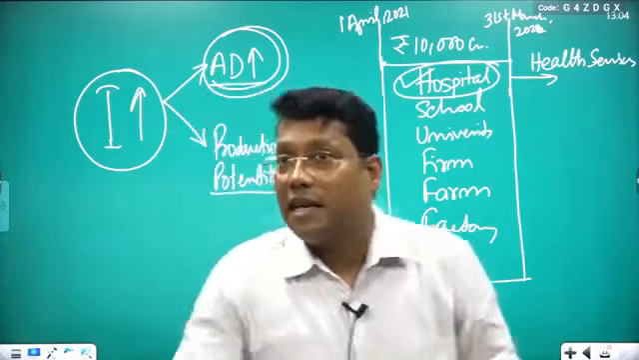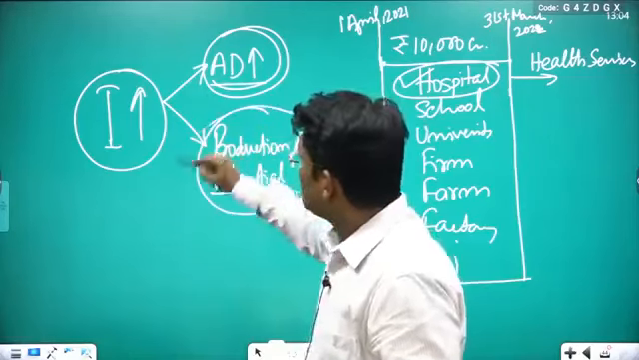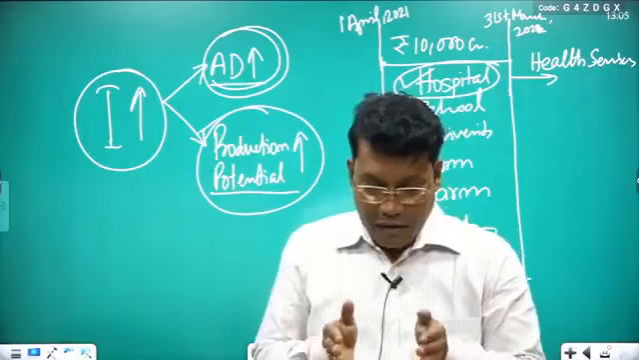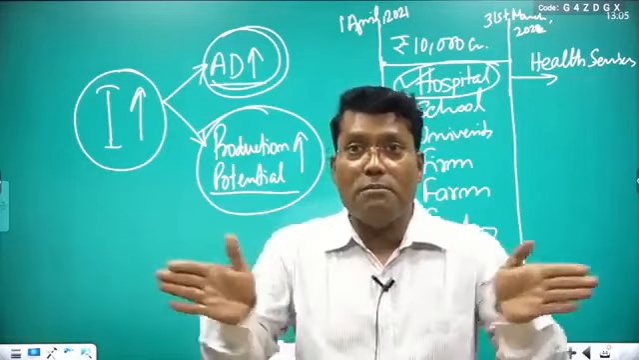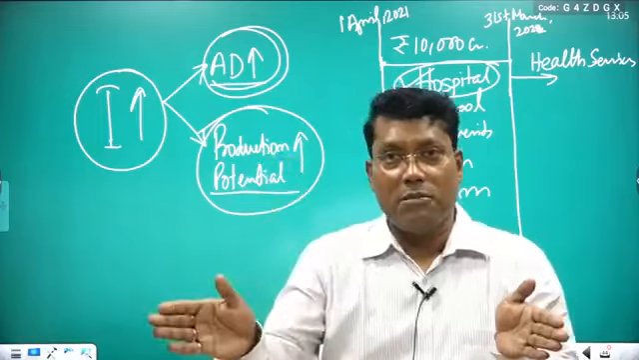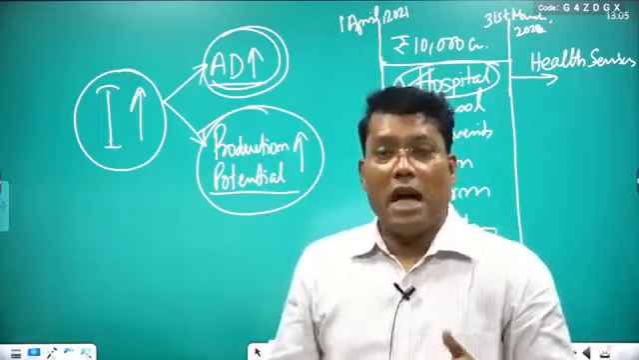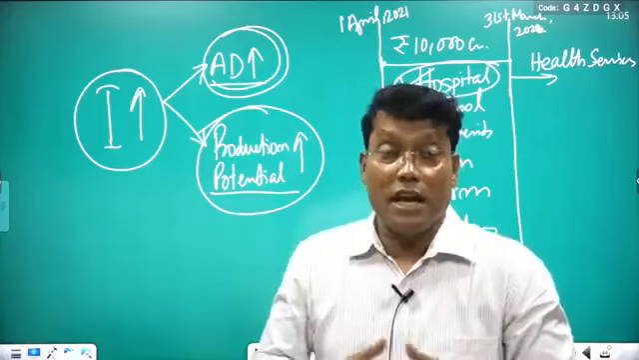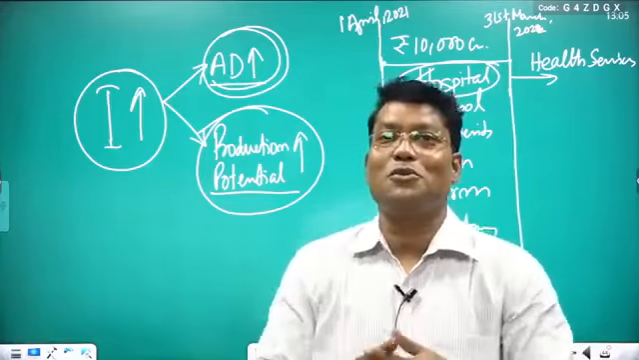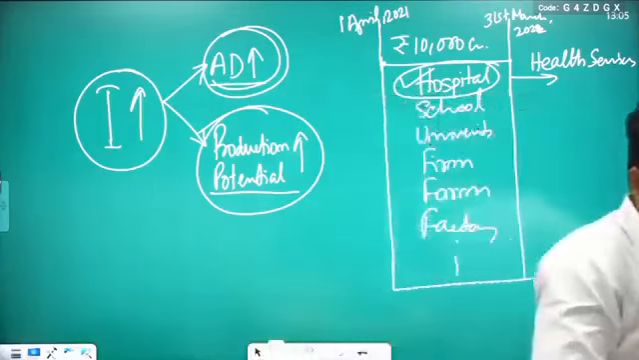That is the reason we are saying an increase in investment is going to increase the production potential in the country, dear. So always remember, investment has a dual impact. In one way, it is increasing aggregate demand. In the other way, it is going to increase the level of production potential. And once production potential is created, only then can you produce goods and services. If you don't have production potential, how can you produce it?